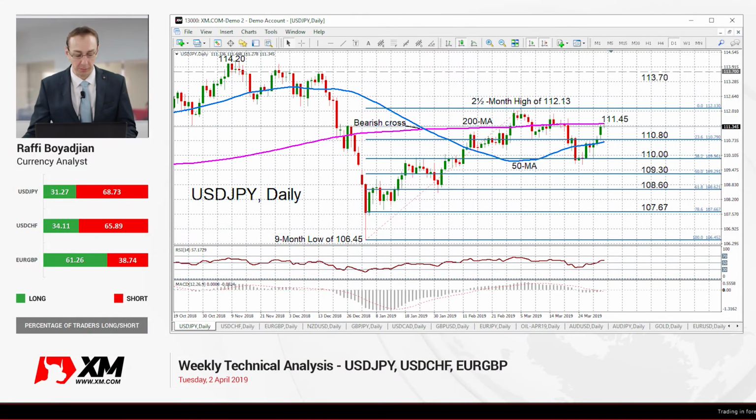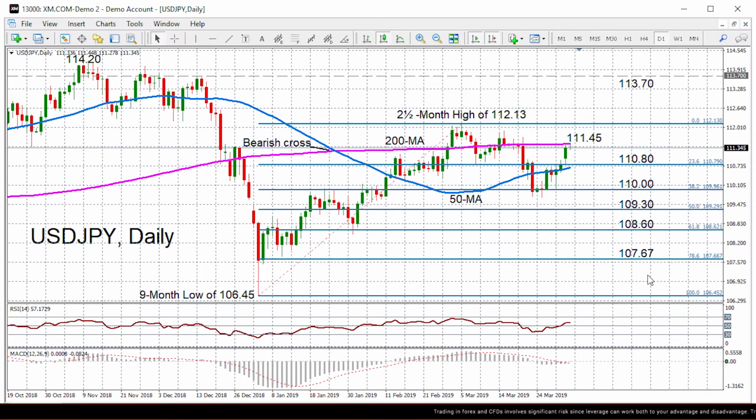The pairs we're going to be looking at for this week are the dollar yen, the dollar Swiss franc, and the euro pound. Let's start first with the dollar yen pair. Looking at the short-term picture, from the momentum indicators, we can see the RSI. It is in positive territory, but it is flatlining.